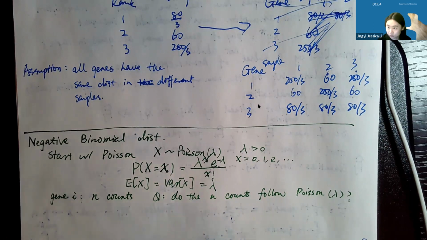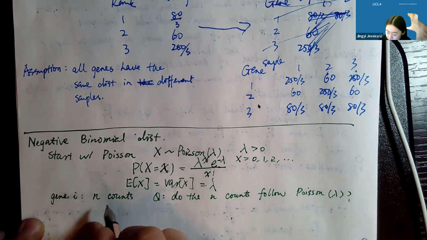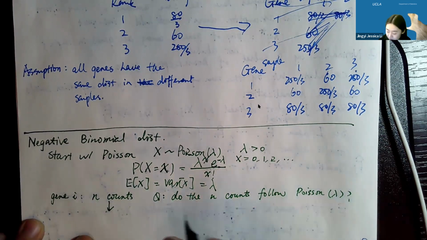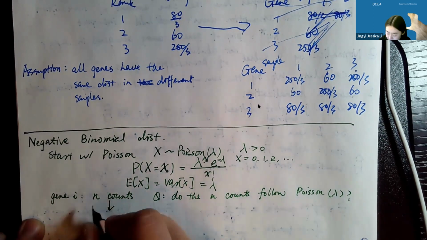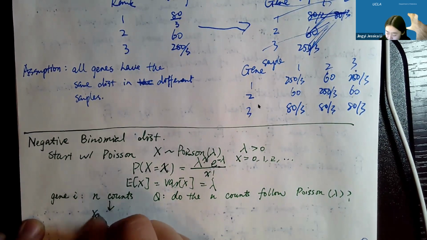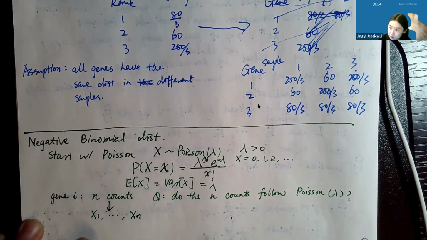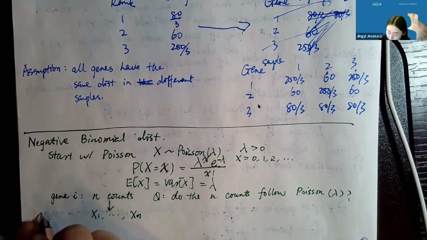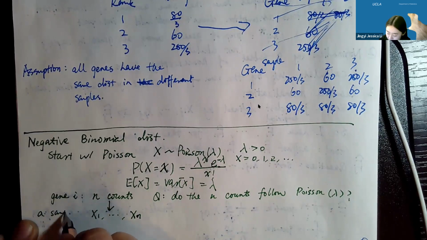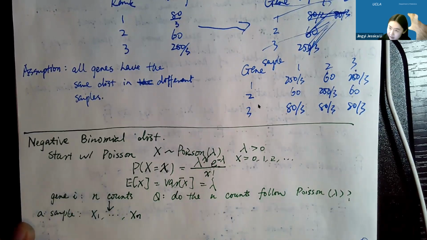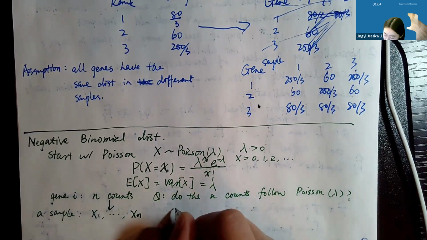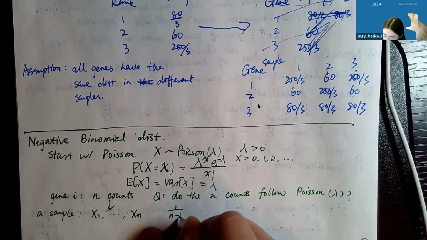So for example, what if I observe n counts, which for simplicity I call x1 to xn. This is what I call a random sample, x1 to xn. Let's say we compute the sample variance using this formula.